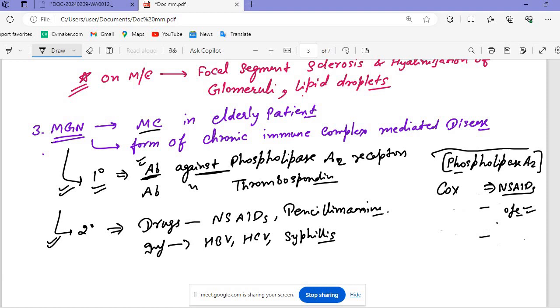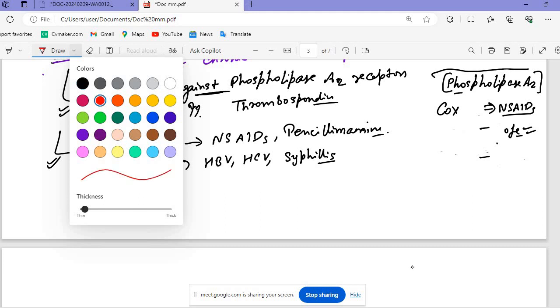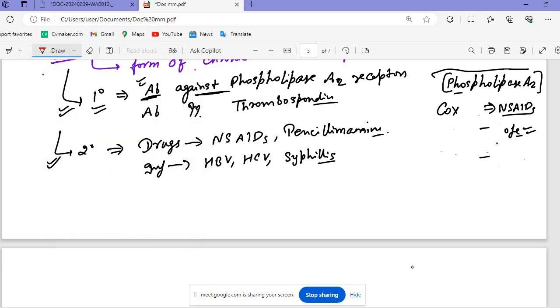So membranous glomerulonephritis is the most common in elderly patients, a form of chronic immune complex mediated disease. Antibody against phospholipase A2 receptors, antibody against thrombospondin. The drugs are NSAIDs or penicillamine. Infections are HBV, HCV or syphilis, which will cause secondary MGN. I hope this is clear. In the questions you will get the keywords. Once everything is finished, I will highlight some important points so that you will definitely get those keywords in your questions.